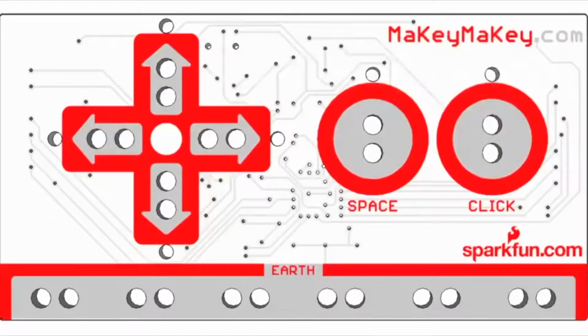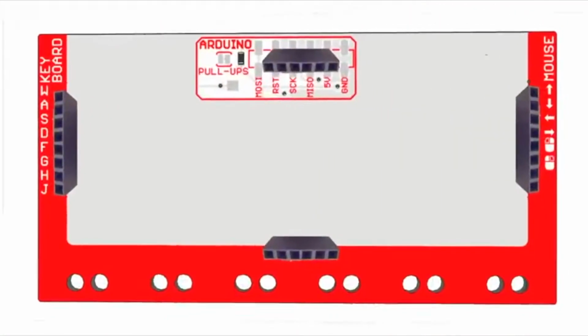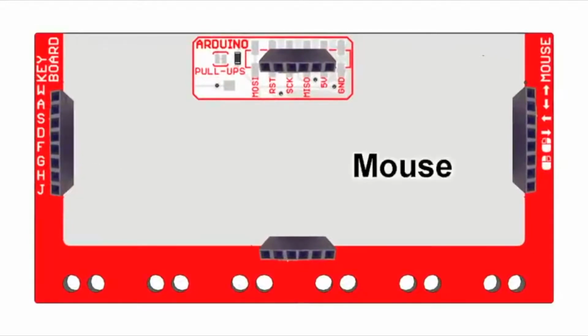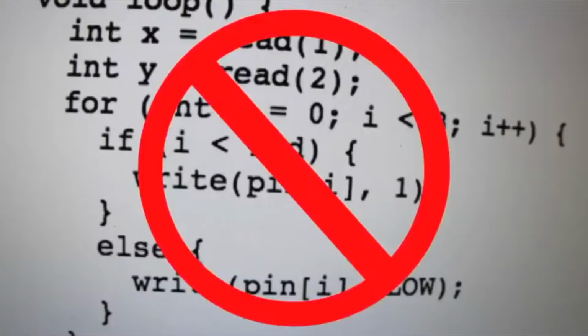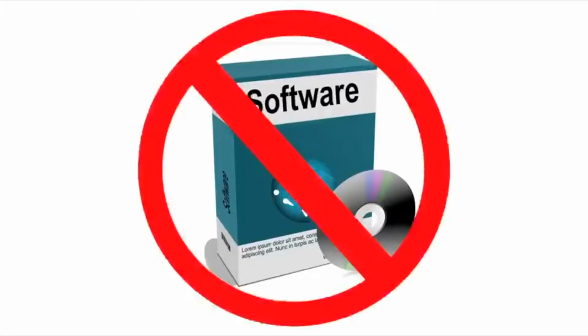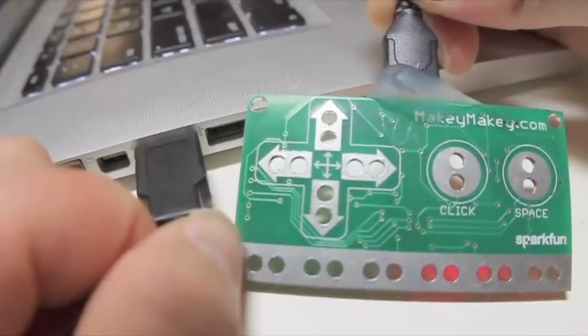When you're ready for more, flip the Makey Makey over and you've got more keyboard keys and support for the mouse. You can even use the board like an Arduino when you are ready. No programming, no breadboarding. You don't even have to install software. Just plug it in USB.